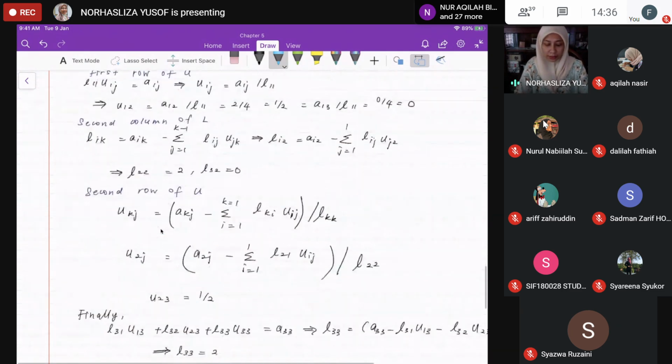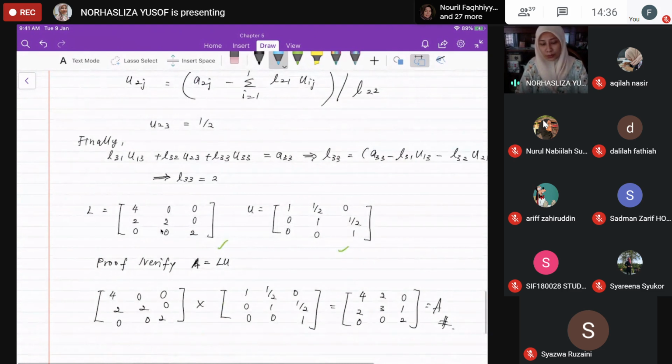Okay, so this is, we just purely decompose. We don't solve for X2, right? Decompose means we reduce the matrix. Okay, so that is the first part of the lecture.